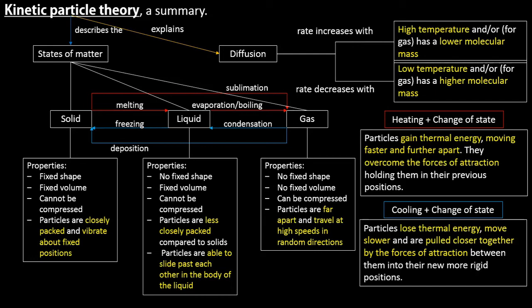The same can be said when the rate of diffusion decreases with a low temperature or when the gas has a higher molecular mass. This can be explained as a gas that has a high molecular mass requires more energy to move across the same distance as compared to a gas with a lower molecular mass requiring less energy to move over the same distance. So a gas with a lower molecular mass would diffuse across the same distance faster than a gas with a higher molecular mass. And with that concludes Kinetic Particle Theory, a summary.